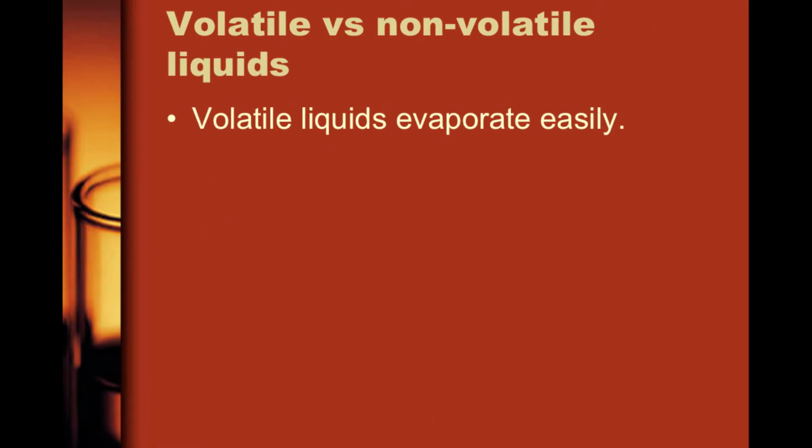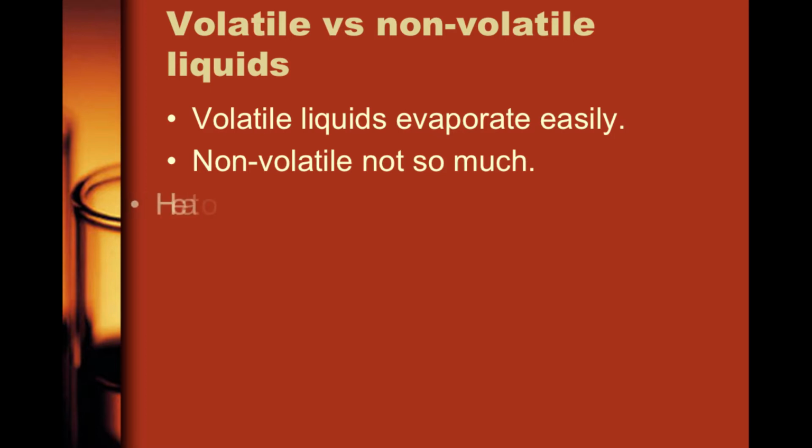All right, you need to know the difference between volatile and non-volatile liquids. And this is more of just a definition thing, right? So think of something that's volatile: gasoline, alcohol, fingernail polish remover, ladies, acetone, ethyl acetate. Those are all things that are volatile, meaning they evaporate easily. Rock, that would be non-volatile. Even as a liquid, it doesn't really evaporate very well.